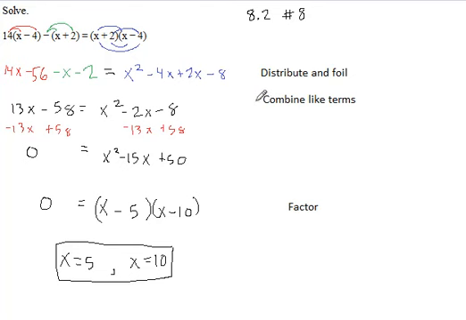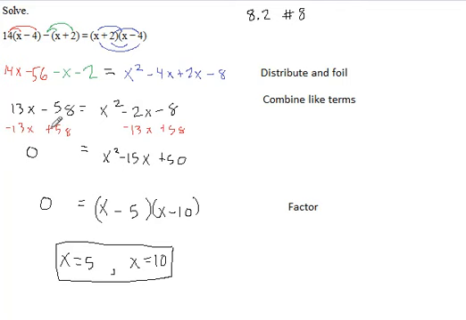Now the next step here is to combine like terms. So what I did here was I combined the 14x and the negative x to get 13x. I combined the negative 56 and the negative 2 to get negative 58. On this right side, I combined the negative 4x and the positive 2x to give negative 2x.